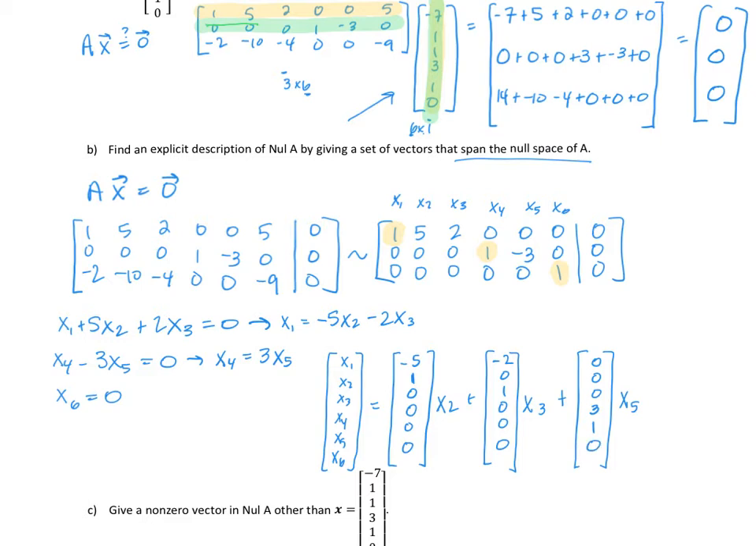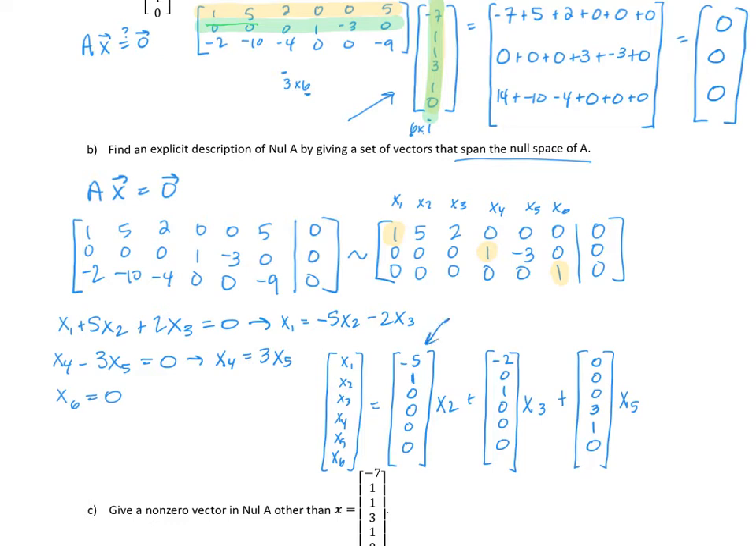So this describes the null space. This is every 6-entry vector where A times x equals 0. You get to choose the free variables, and then you can calculate the pivot variables. They asked us to write it as a set of vectors that span the null space.